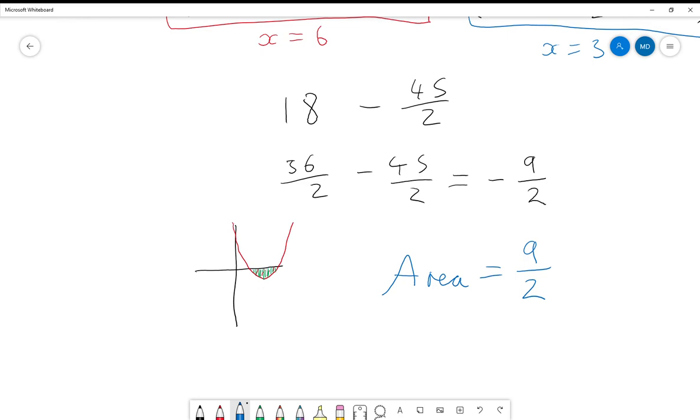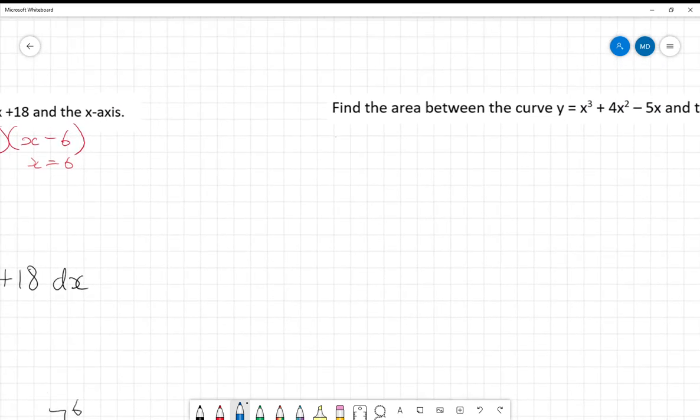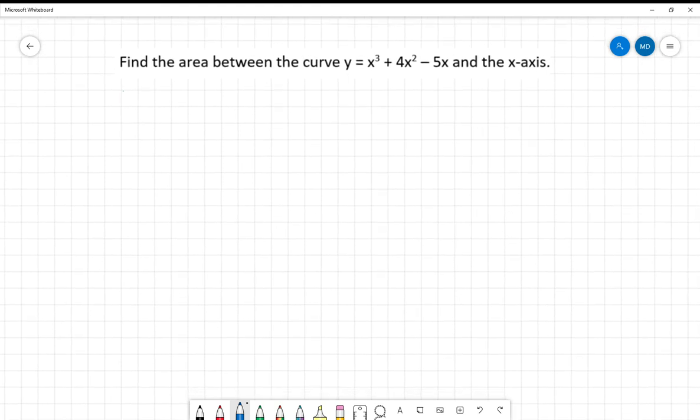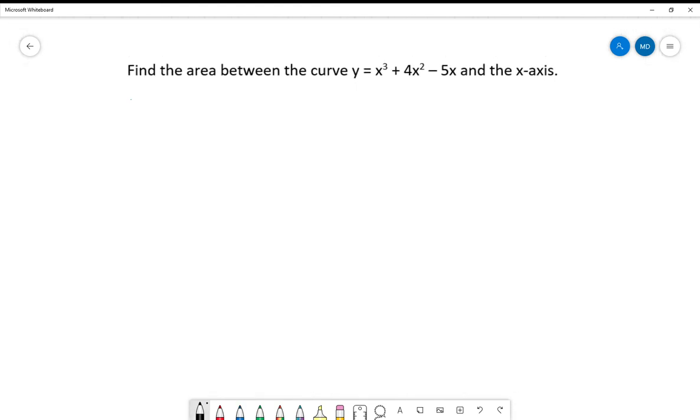Okay, on to our next example, where things are going to get a little bit more complicated. Find the area between the curve y equals x cubed plus 4x squared minus 5x and the x-axis. So again, as always, we are going to sketch this. And as always, to find the roots, we're going to need to factorize.